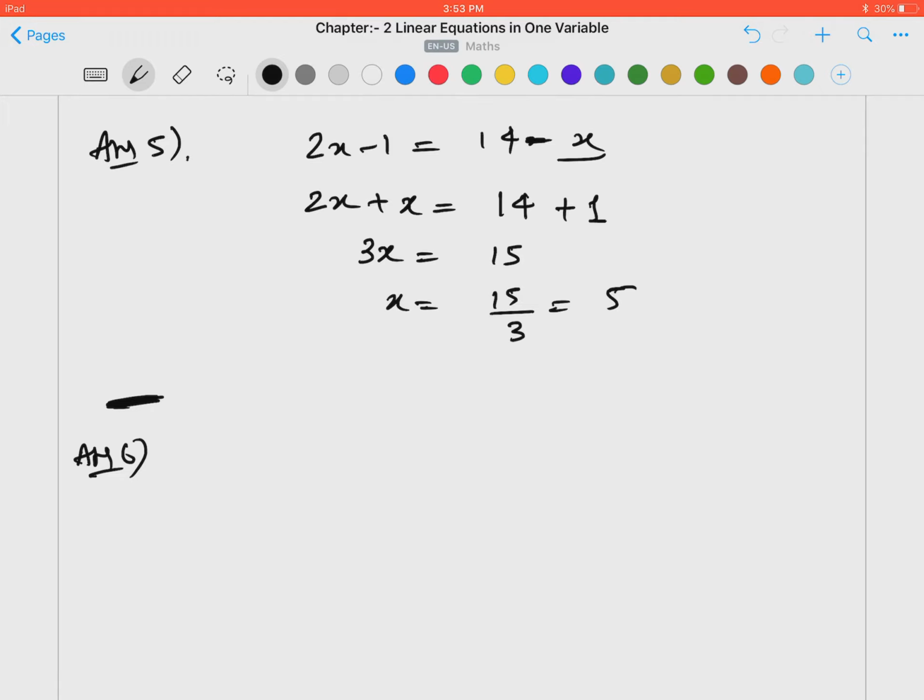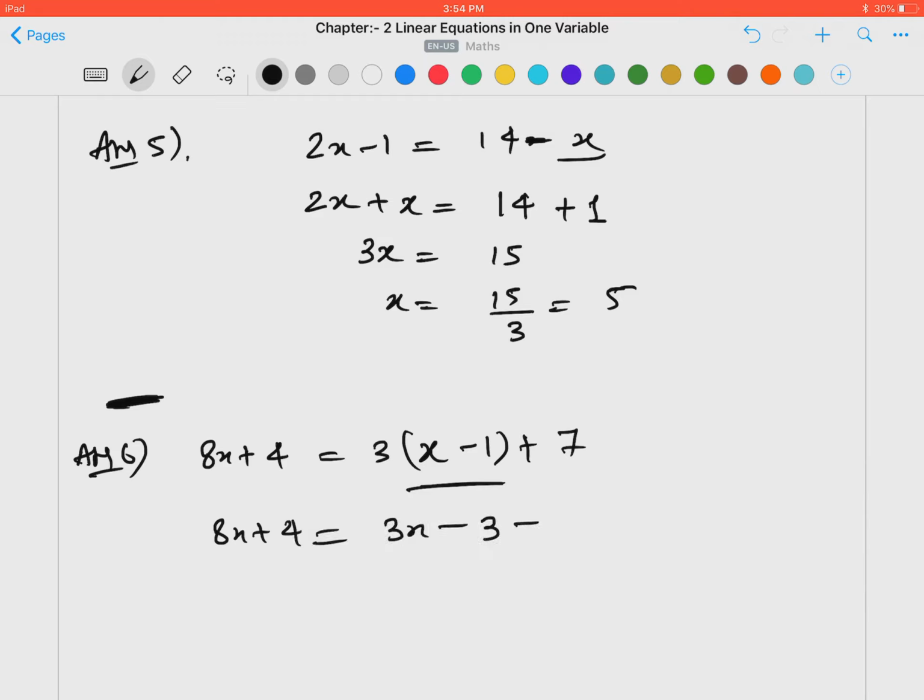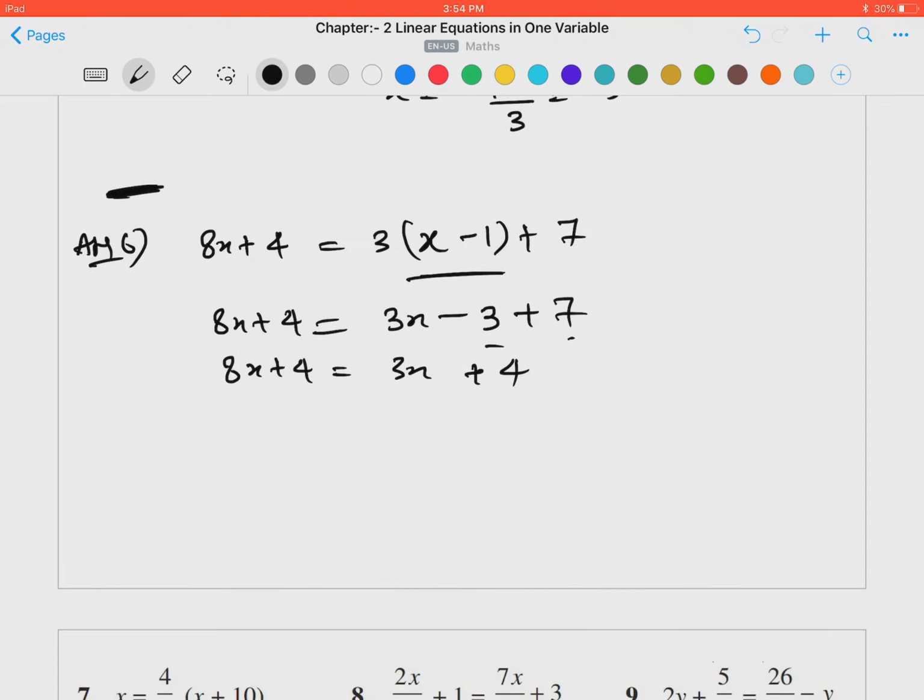Equation number 6 is 8x plus 4 equals to 3 into x minus 1, plus 7. Okay, so first thing is we will open this bracket. So we have 8x plus 4 equals to 3 into x is 3x, 3 into minus 1 is minus 3, and then we have plus 7. So it will be 8x plus 4 equals to 3x, and this minus 3 plus 7 gives us plus 4.